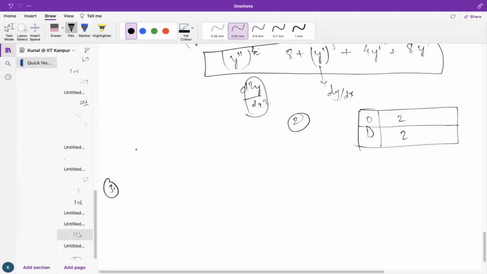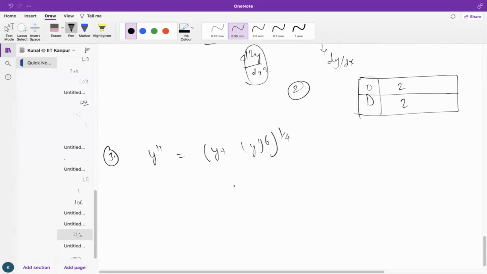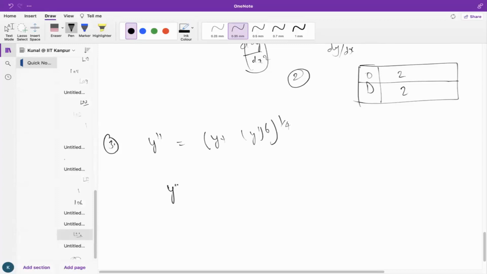Let's take another example. y double dash is equal to y plus y dash to the power 6, the whole to the power 1/4. Look here, this polynomial is written in the form of a fractional power or radical, right? So we have to convert it into a form free from radicals and fractional powers. So we just raise both sides to the fourth power.